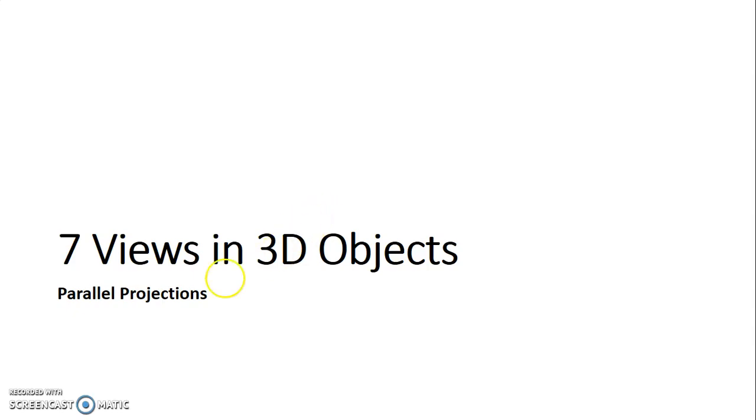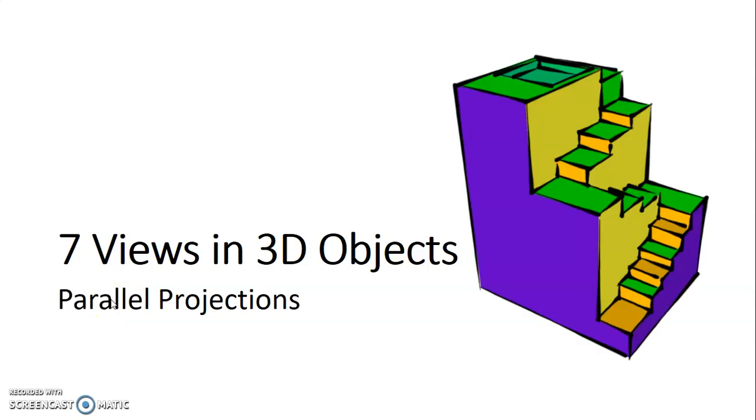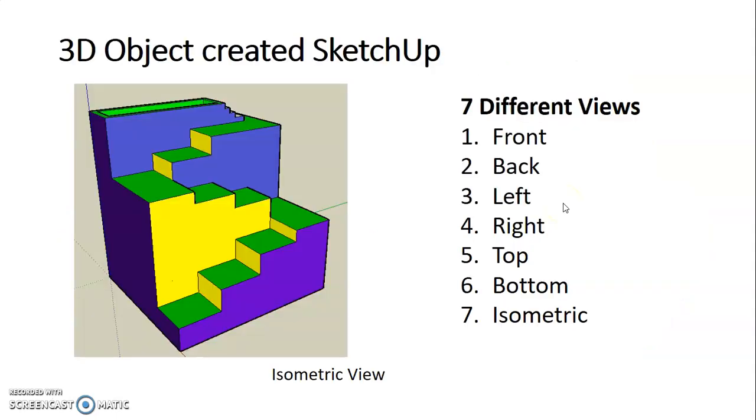Now, we're going to do this thing called the parallel projection. If I have an object which looks like this, this is an isometric view. So now what are the seven views? We have the front view, the back view, the left view, the right, top, bottom, and the isometric view. What we're looking at with this 3D object is the isometric view.